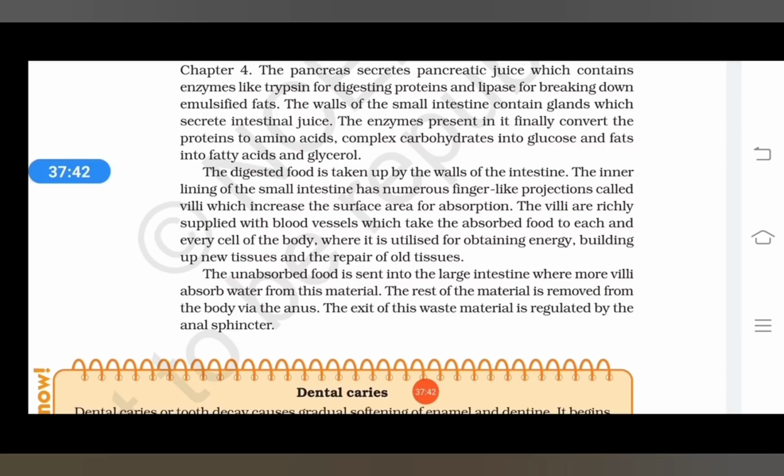And after the digestion, the unabsorbed food is sent to the large intestine, where more villi absorb water from this material. The rest of the material is removed from the body via the anus. The exit of the waste material is regulated by the anal sphincter.